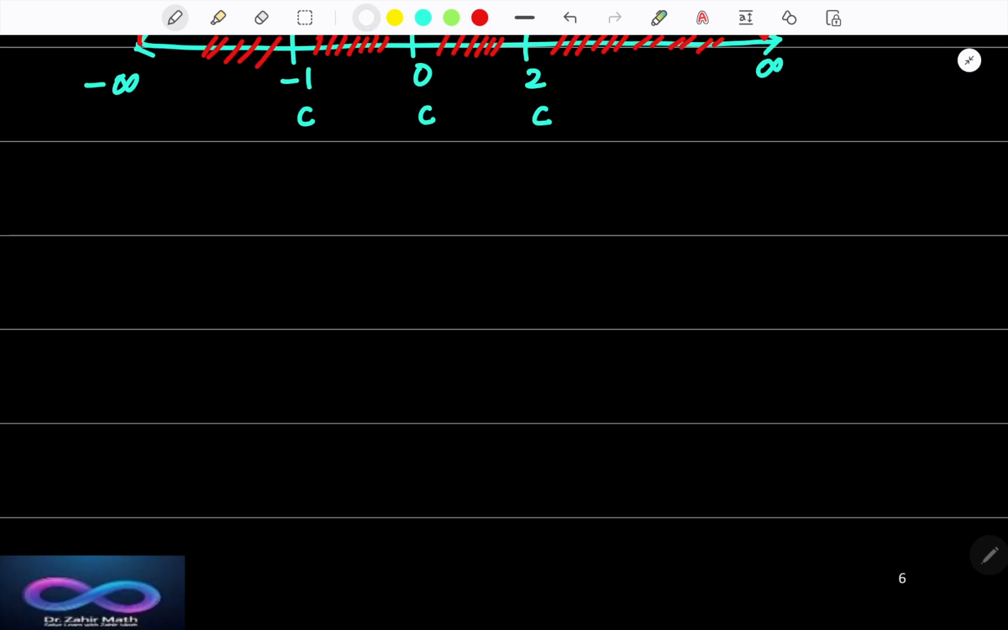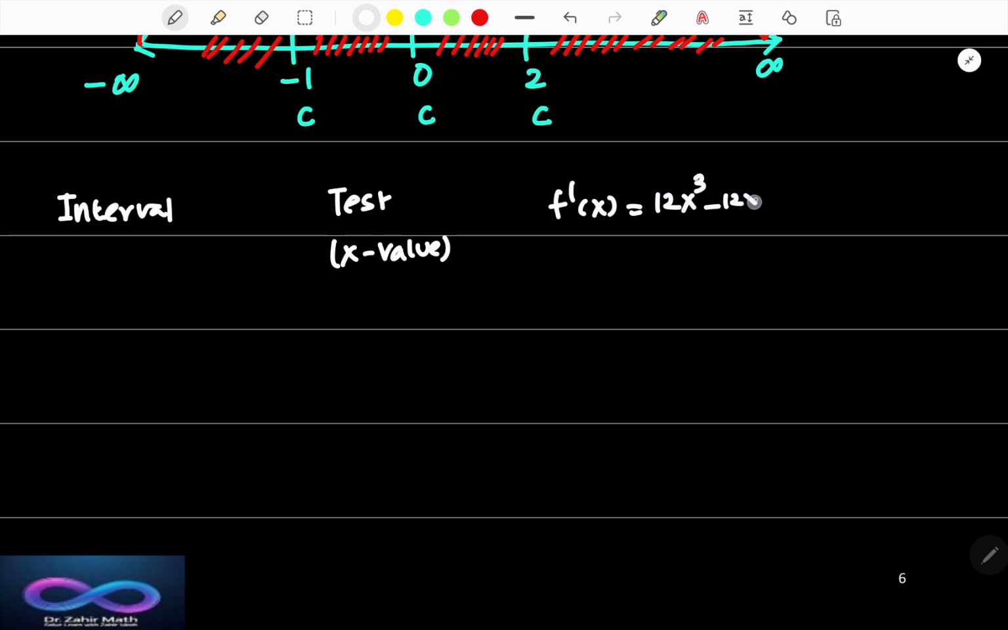So I'm going to create a table. I'm going to write interval, and I'm going to write test. What value are you going to put? You're going to put the x value here. Then I'm going to find f dash of x. F dash of x is 12x cube minus 12x square minus 24x. Then I'm going to see the sign. Then I'm going to come to the conclusion, or you can say result.